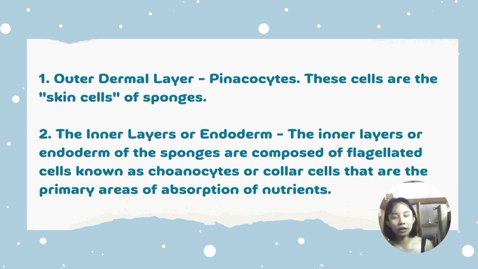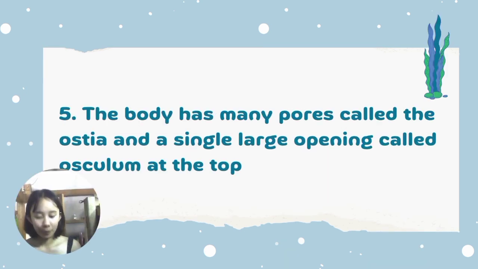Okay, for additional information, ang amoeboid cells or archaeocytes, often called amoebocytes or amoeboid cells, are found in sponges. So the cytoplasm of these cells contains large amounts of RNA. So amoebocyte functions include regeneration and also transportation of food particles acquired at the choanocytes. Okay, next is number 5. So the body has many pores called the ostia and a single large opening called osculum at the top.